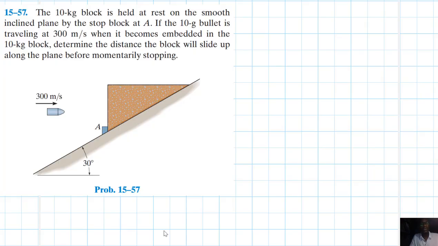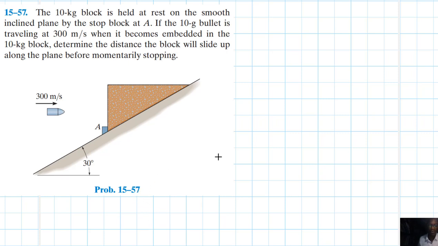The 10 kg block is held at rest on the smooth inclined plane by the stop block at A. If the 10-gram bullet is traveling at 300 meters per second when it becomes embedded in the 10 kg block, determine the distance the block will slide up along the plane before momentarily stopping. This problem is coming from Engineering Mechanics: Dynamics, 14th edition by R.C. Hibbeler.